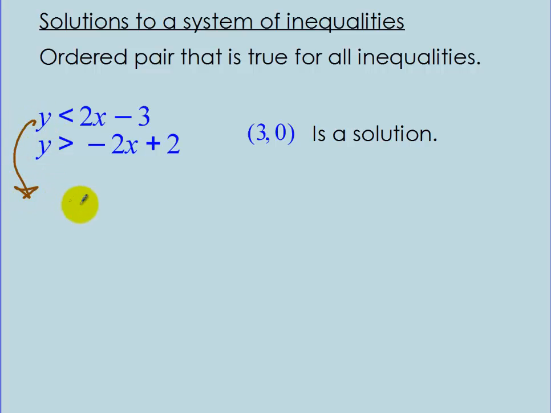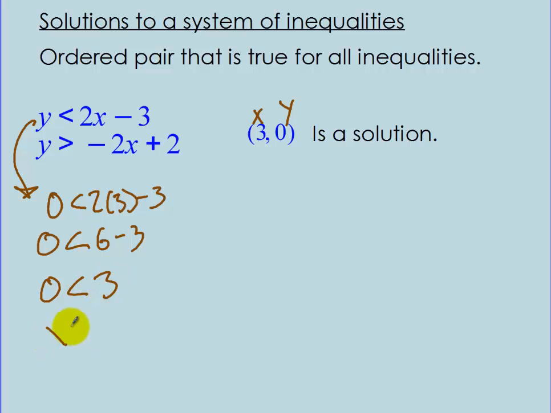Let's do the first one. If x is 3 and y is 0, you get 0 is less than 2 times 3 minus 3, which is 0 is less than 6 minus 3. And so 0 is less than 3. Yes, that checks out. Now let's do the other one.